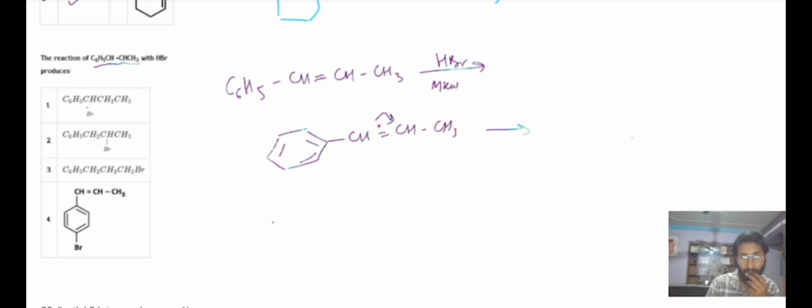If the double bond breaks towards this carbon, the positive charge will come on this carbon, and the negative charge will come on this carbon. So H positive will get attached to this carbon. So what will happen next? This would be like this. So this will be benzene ring attached to CH positive and then CH2 and then CH3.